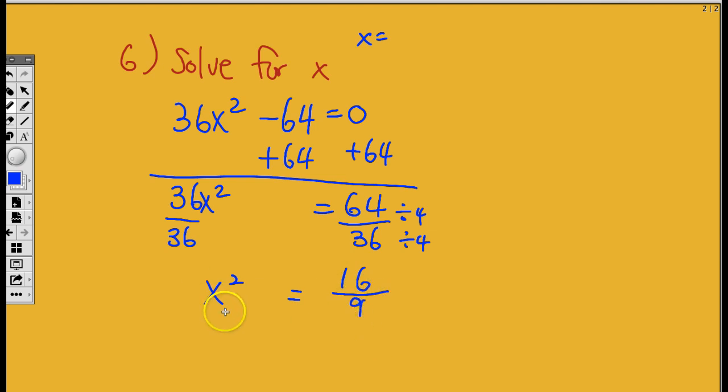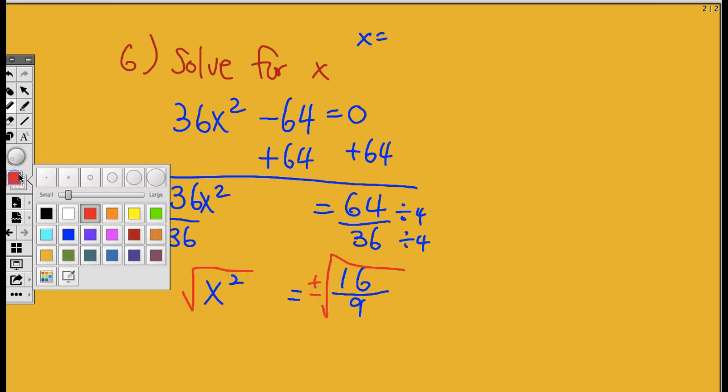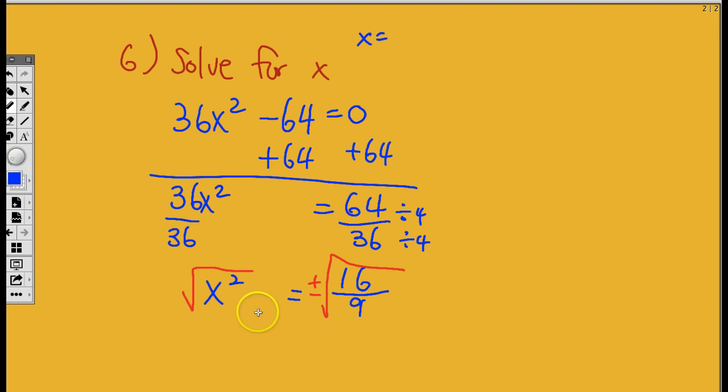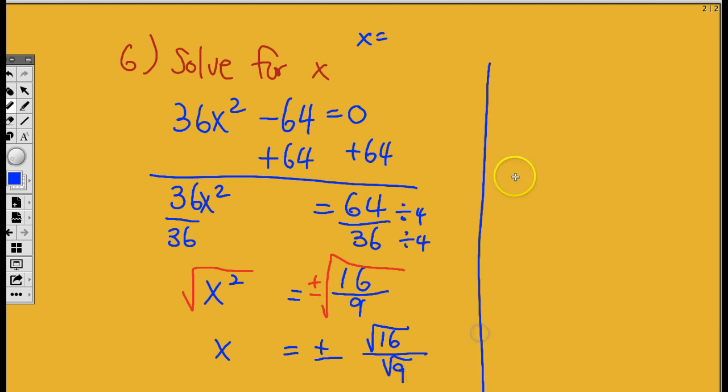So now we want to find out what x is equal to, not what x squared is equal to, right? So what we're going to do is we're going to find the square root of both sides. Okay, now keep in mind whenever we find the square root, we have to include the positive and the negative. So x is now equal to positive and negative, and the big square root of 16 over 9 can be separated into square root of 16 and square root of 9. I'm just going to go ahead and finish it off on the right hand side because I know you can't see at the bottom.